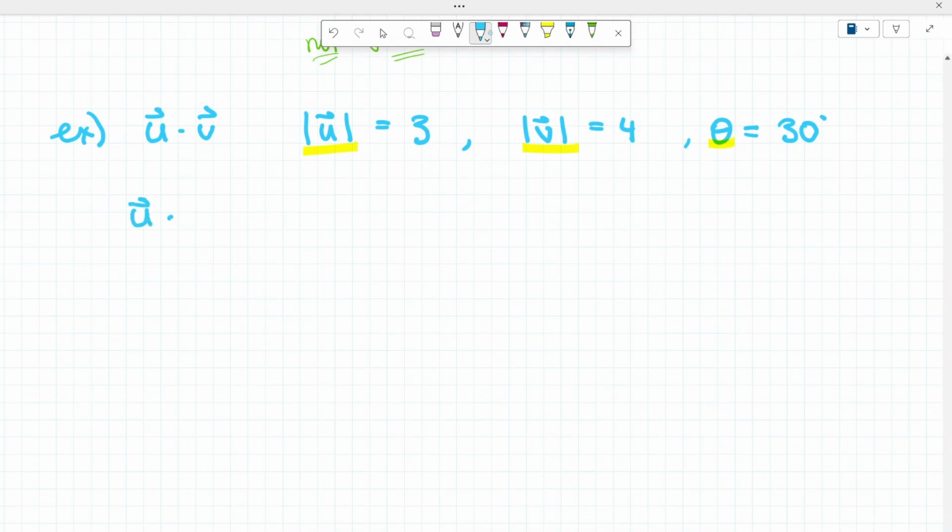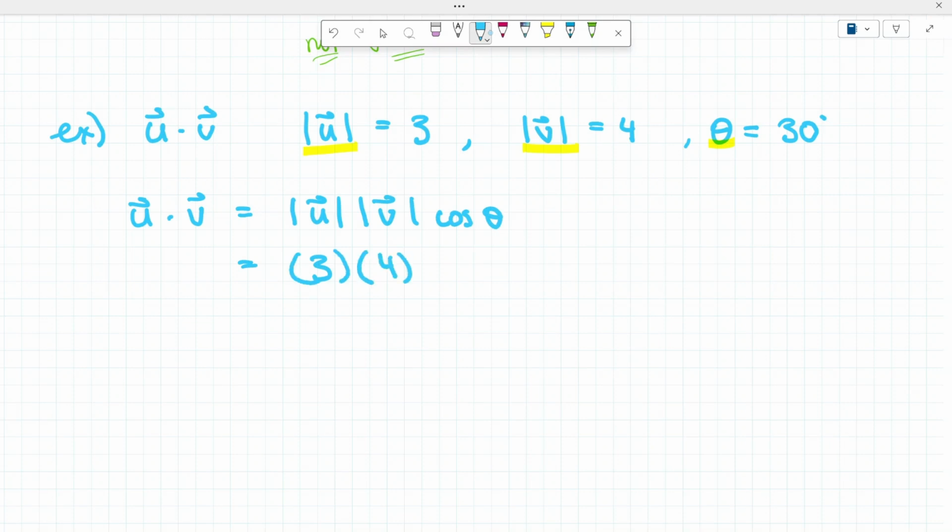So let's go ahead. u dot v equals the magnitude of u times the magnitude of v times cos theta. The magnitude of u equals 3, the magnitude of v is 4, and then we want cos of 30 degrees. So 3 times 4 equals 12 cos 30. Now I challenge you, let's use our special triangles to solve for this.